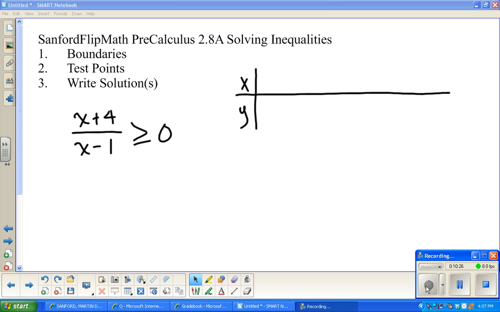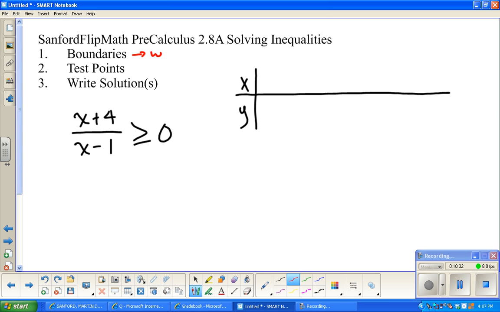Okay, let's do another example. The process here is the same. We are going to first find the boundaries. As I said before, the boundaries come from where, instead of a greater than or equal to, it's equal, or any time we have a domain issue. Please note that this particular equation has a fraction, so it is a rational. That means we have a problem with the domain where the denominator equals 0.